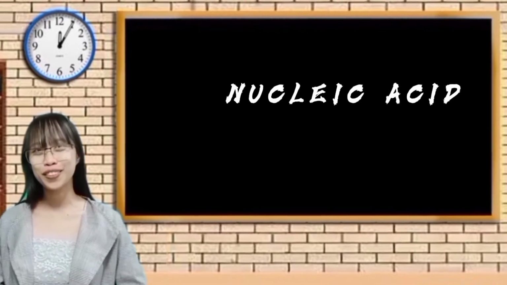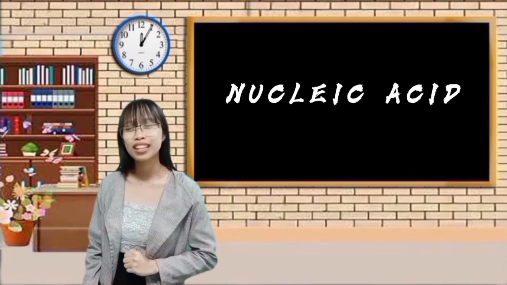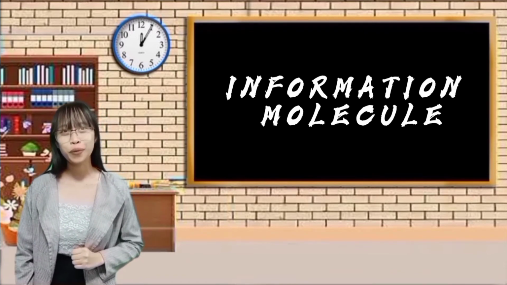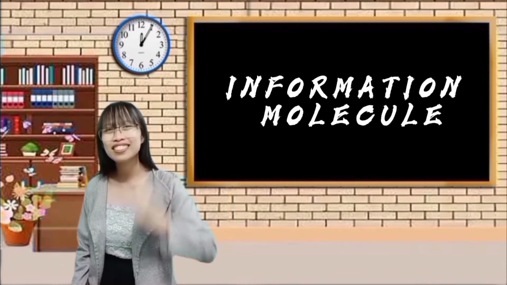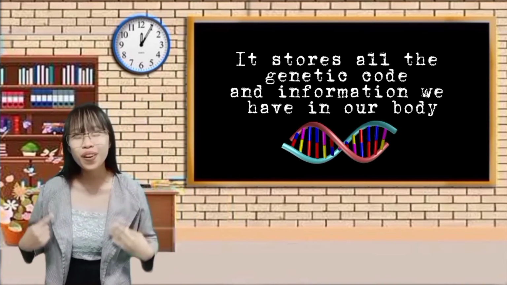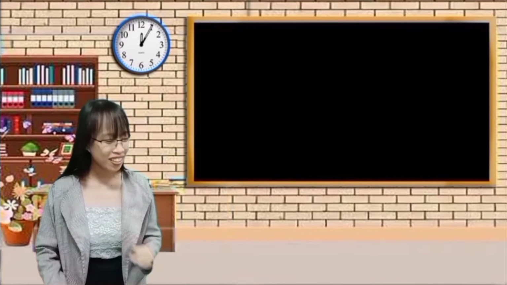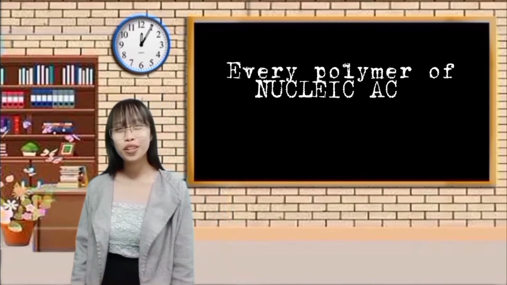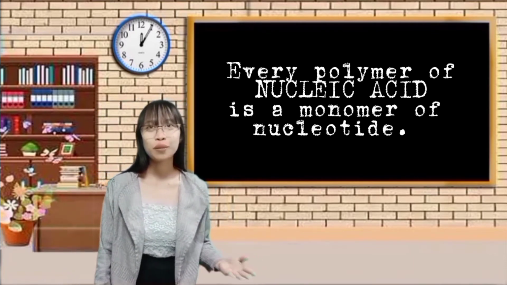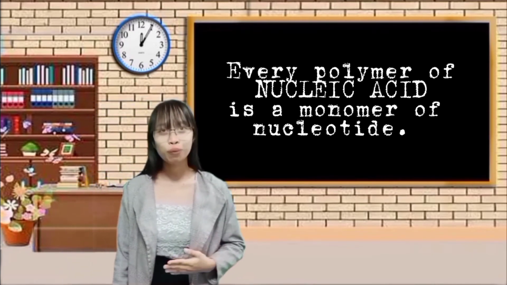First, let us discuss the nucleic acid. It is one of the 4 categories of biomolecules that function as information molecules. So why do we call it information molecules? Yes, Aaron. It is called information molecules because it stores all the genetic code and information we have in our body. You're right, thank you so much. Every polymer of nucleic acid is made of monomers called nucleotides. Remember that.